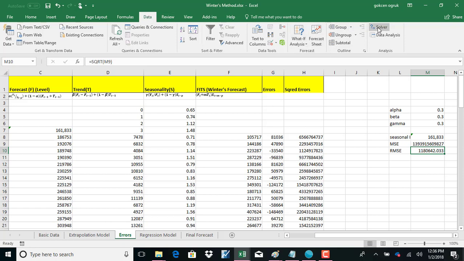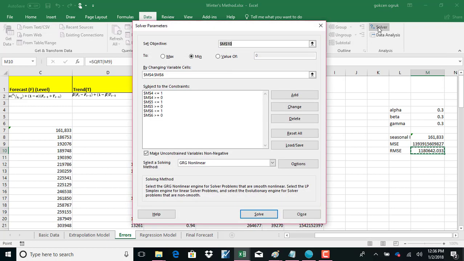Under Data, on top of the Data Analysis, there is the Solver tab. Click on the Solver tab. Solver asks you to set an objective. In this case, my objective is to minimize root mean square error. Here the idea is we want to make the minimum error by changing the constants. You can pick any other statistics that you wish, but since we are using root mean square error for all our assignments, we are going to minimize root mean square error.